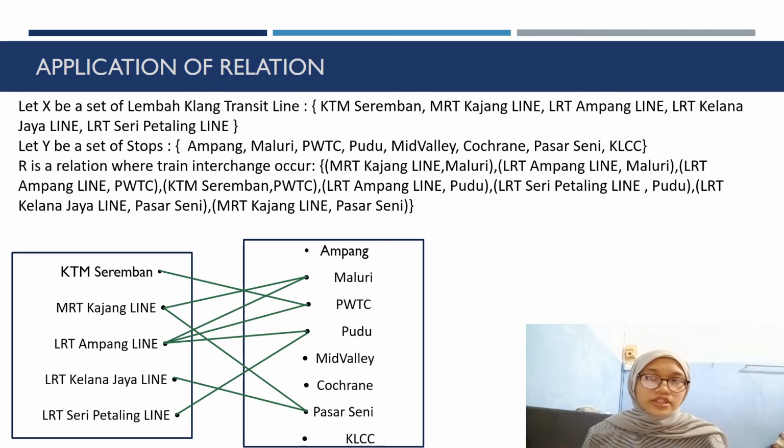And this is the diagram of the relation between the transit lines and the stops, and as shown, not all of the elements in set Y are related to set X.